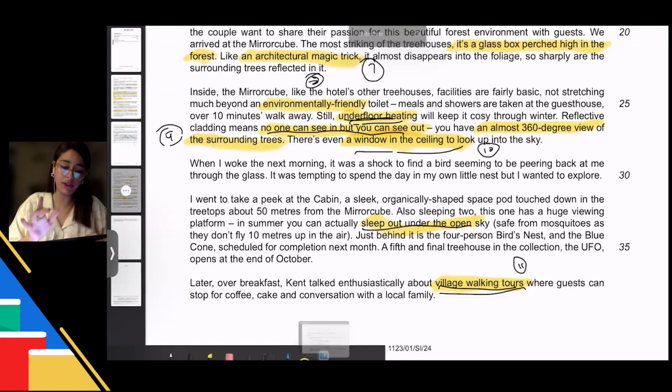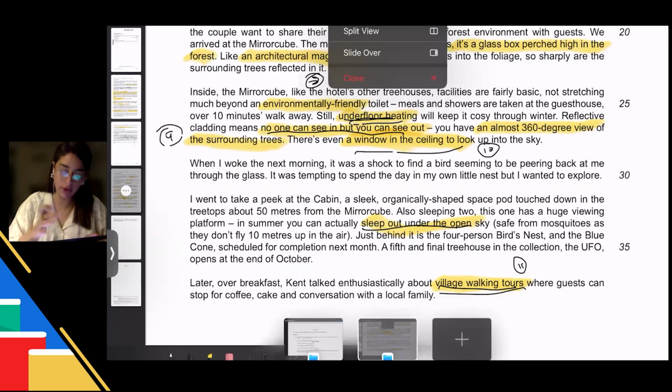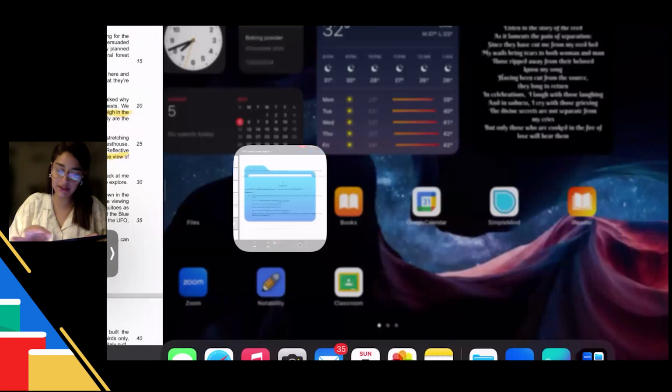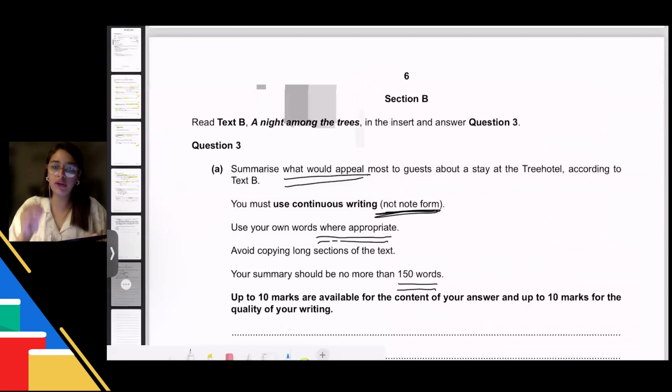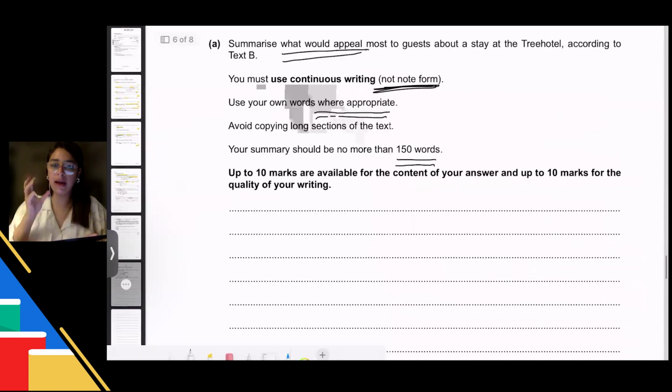So for your summary, once you have identified all of these points, your task at hand is to simply highlight these points in your own words, and club together ideas that you think would work best together. For example, if you're talking about amenities, the fact that it has basic amenities, however, has heated flooring. These are two things that I can club together into a complex sentence instead of two simple sentences so that I save more words. So this is basically what they mean by up to 10 marks for the quality of your writing.